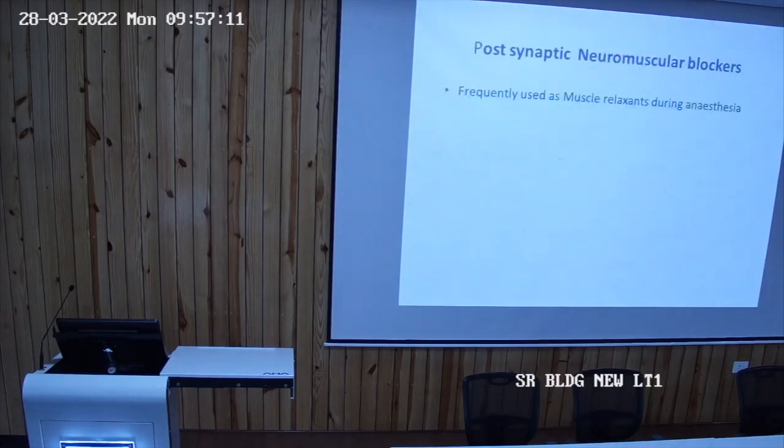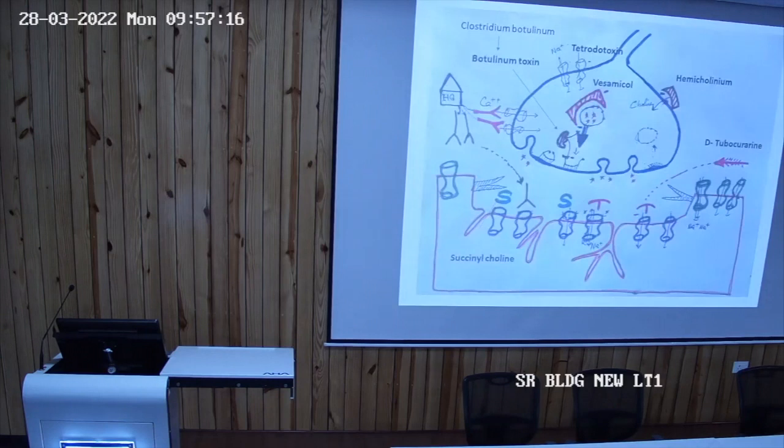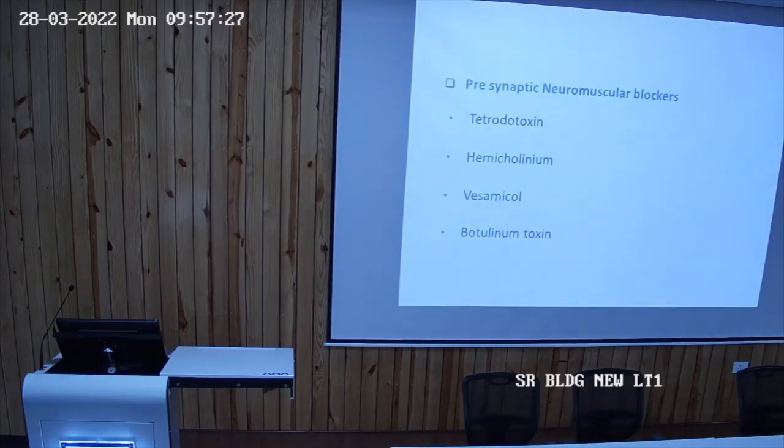In this diagram you can see, here this was the succinylcholine. You can see here the synergistic effect. So these are about the different neuromuscular blockages.